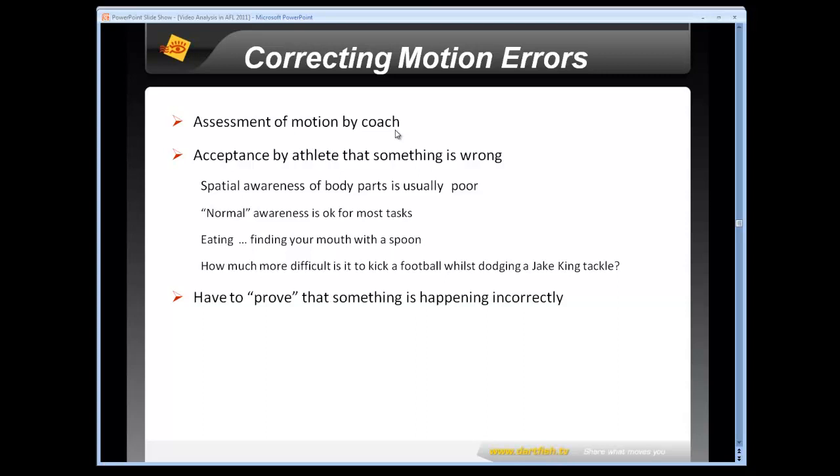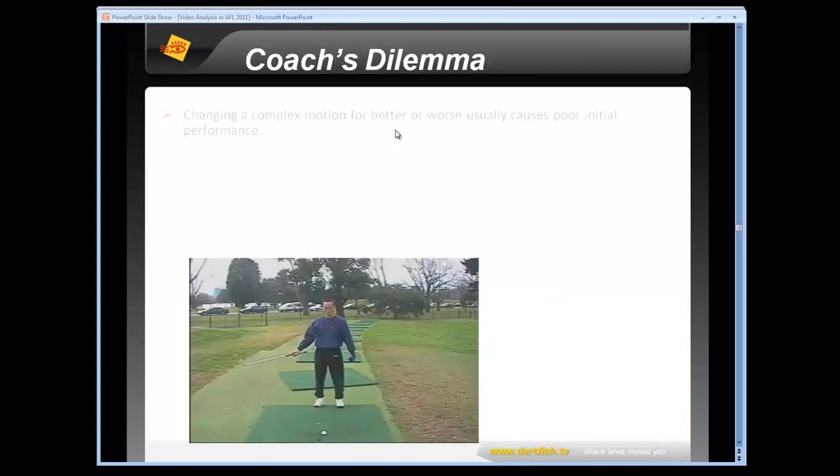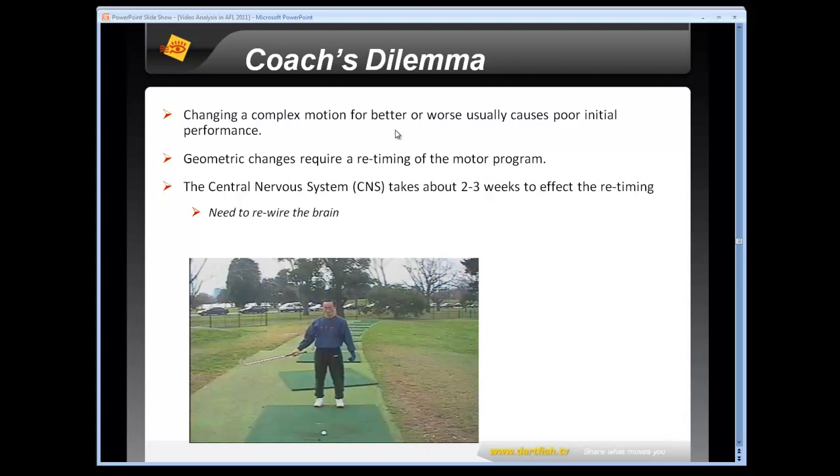So as a coach, one of your real keys is having to prove to your athlete that something is actually happening incorrectly. And that's one of the keys in the learning loop. The dilemma that you've got, and Jono, you brought this out for me earlier, is that changing a complex motion for better or worse usually causes a poor initial performance, and all the coaches on the call need to understand this. The changes require a retiming of the motor program, and that usually takes 2 to 3 weeks. Okay, you need to rewire the brain.